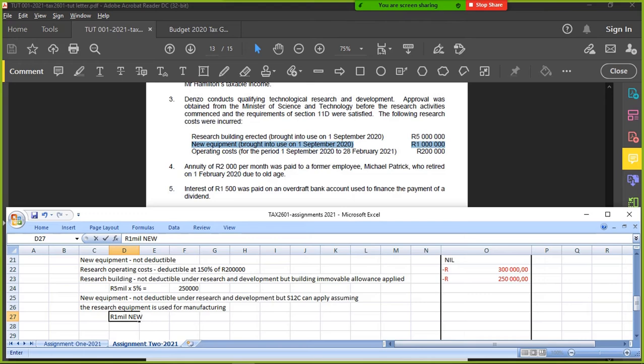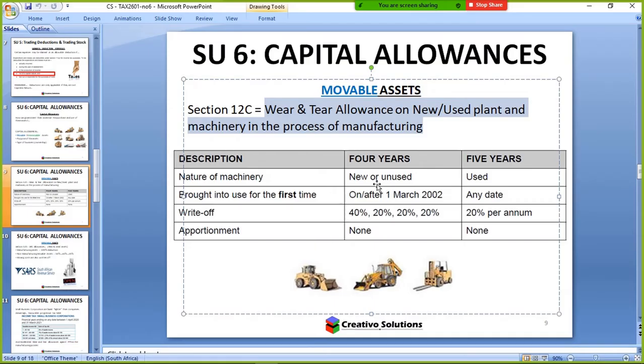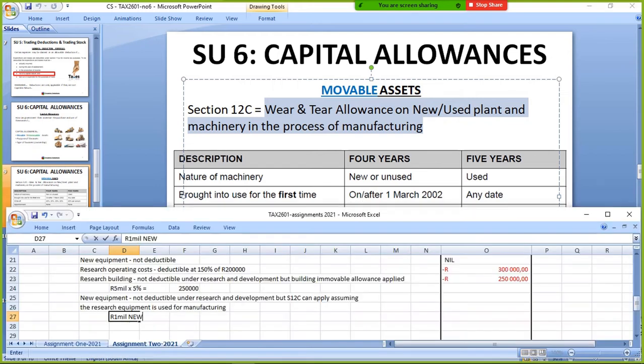So if it's new, you're going to use 4 years. All right, so the write-off will be 40% for the first year. Do you see that? Yes. Okay. All right, so that'll be 400,000.